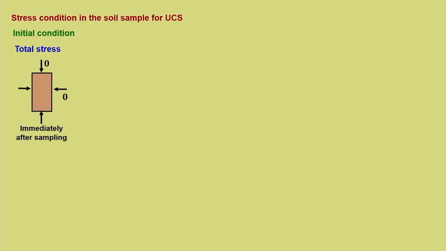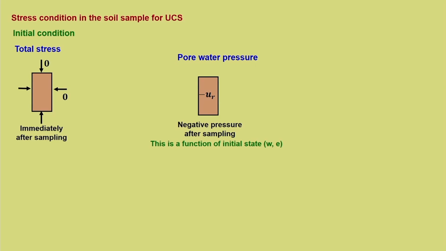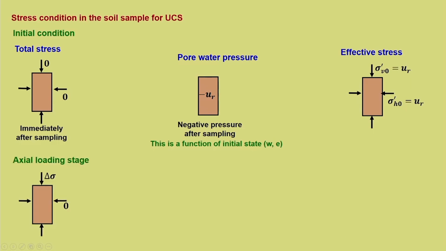Stress condition in UCS is same as that of UU test. Let us see that this is the initial condition, minus UR, and this is the same as whatever we have discussed. Now, axial loading stage, there is no confinement, so it is directly axial loading stage. We apply delta sigma, and that is nothing but sigma 1. So, what will be minus UR plus minus delta U, which is coming from delta sigma. Why? This is considered to be an undrained test. So, please do not forget that particular aspect.